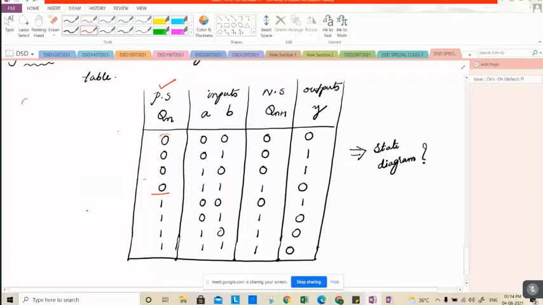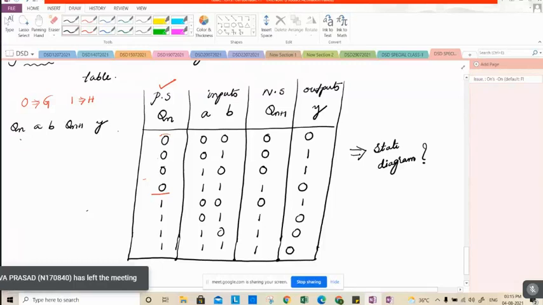Now suppose if I represent a 0 with some G and I represent a 1 with some H, let me redraw this table here with the Qn, A, B, Qn plus 1 and Y. If G is my initial state and if 0, 0 is my input, what is the next state?